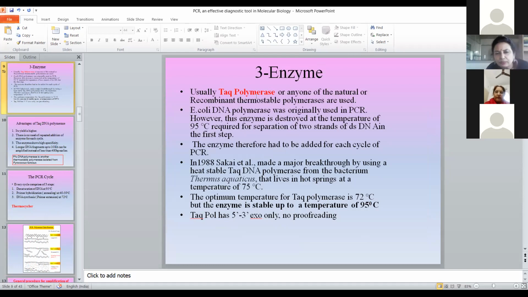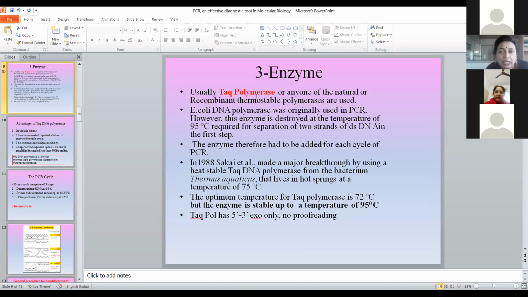Now, before going to what Taq polymerase is, see, the whole PCR reaction is divided into 3 steps. Step number 1, denaturation. Step number 2, annealing of primers. Step number 3, polymerization. Now, what happens during the first step of denaturation? The temperature required is very high. 90 to 95 degrees Celsius temperature is required.